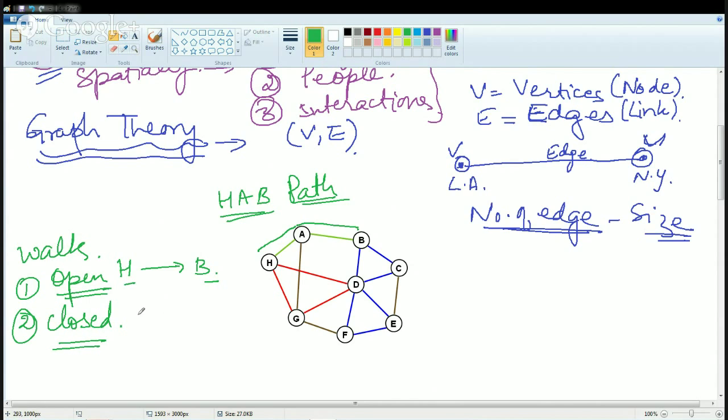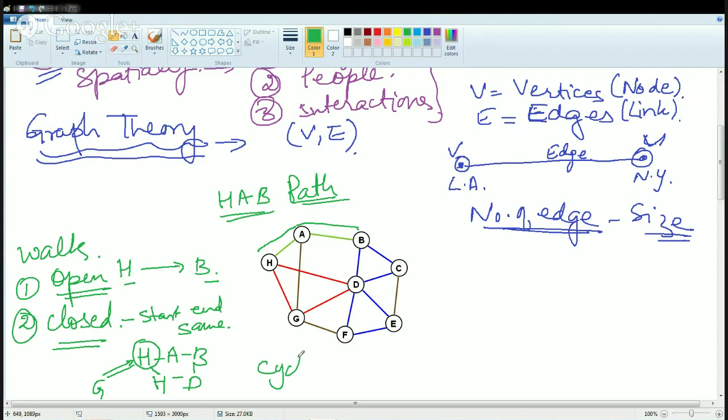The next is closed walk. Closed walk simply means my start point and end point are the same. So for example, if I go from H, A, B, D and back to H, that would be a kind of closed walk. But again, if I take the same example, H, A, B, D, H, and from there I go to G and come back to H, that's my final location. That would again be a kind of closed walk.